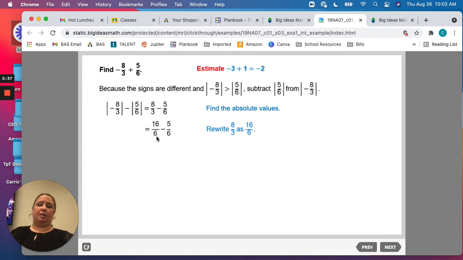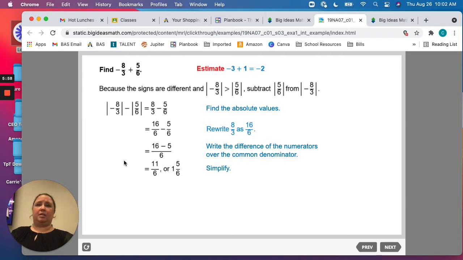So if I did 3 times 2 to get 6 on the bottom, what is 8 times 2? 16. So you see how we have 16 now. So now we're going to do 16 over 6 minus 5/6. What is 16 minus 5? 11, and then you just leave the 6. The denominator doesn't subtract, you just leave it there. So 11 over 6, or 1 and 5/6. Now because the 8/3 was larger, your answer is negative.